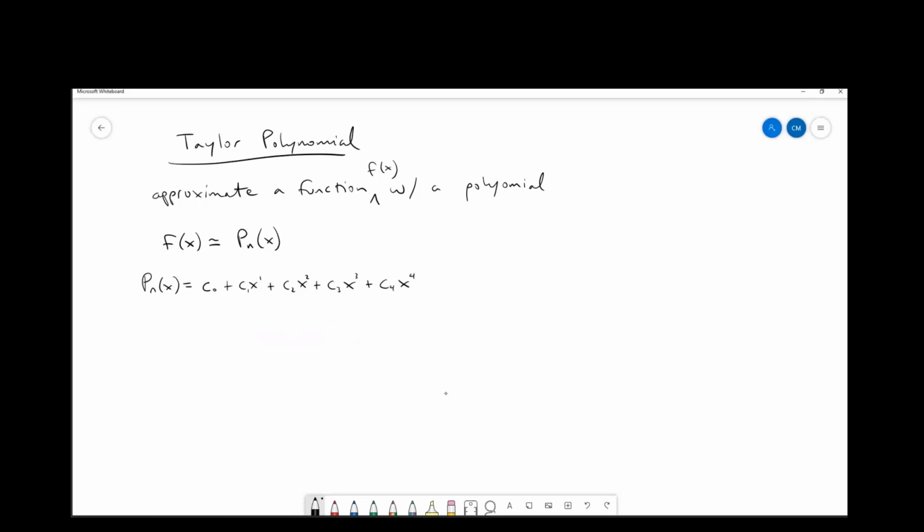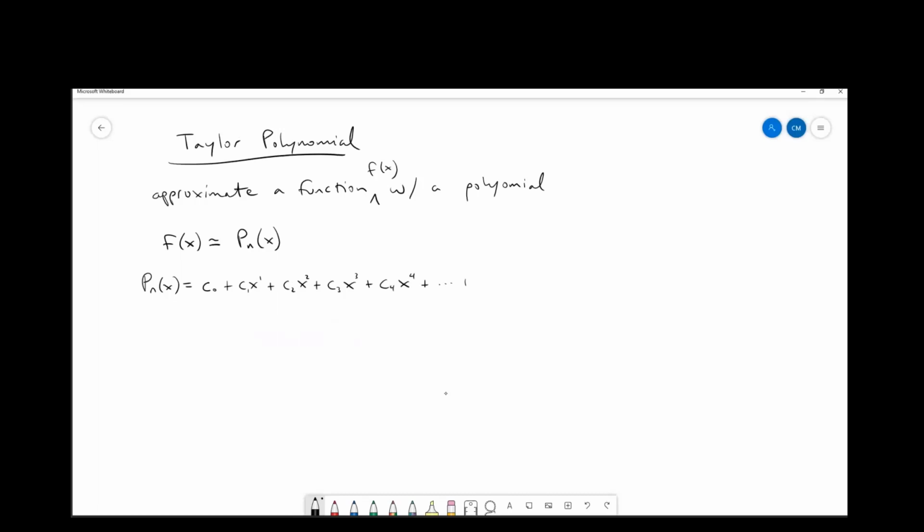By the way, this one is going to be centered at 0 because I'm putting just the x. If you call it x minus a, then it's centered at a, but everything that I'm saying here can be extended to it being x minus a instead of x. So for right now, we're just going to focus on centering it at 0.